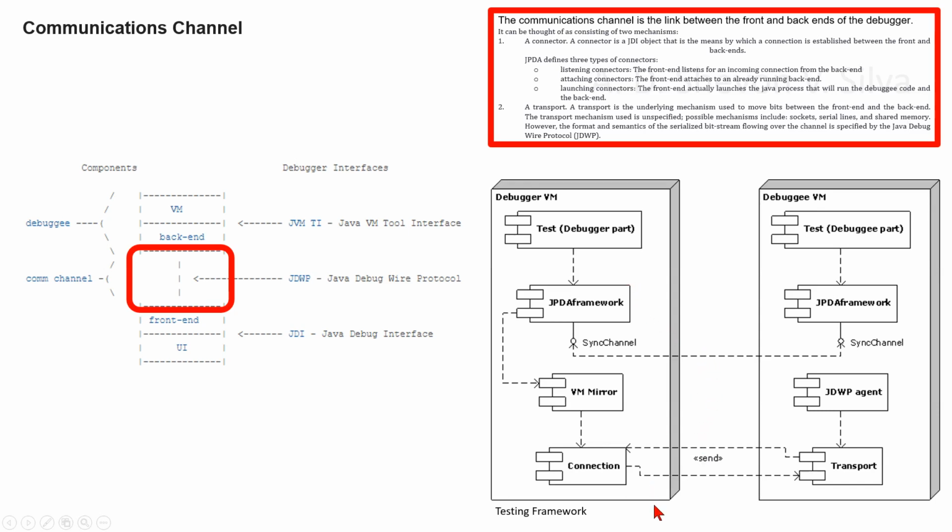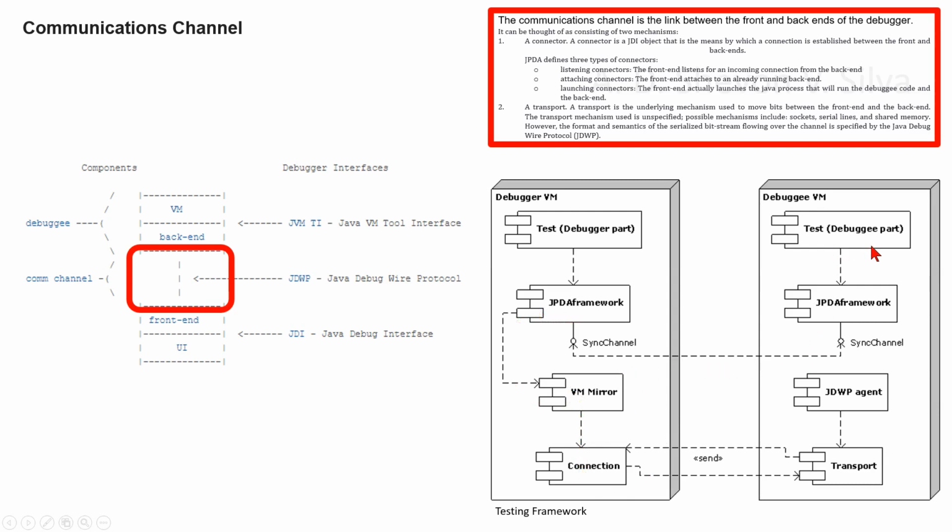Here you can see a debugger VM and debuggee VM. Here the test, JPDA framework, VM mirror and connection are inside the debugger VM. Test debugger part is connected to the JPDA framework. JPDA framework is connected to the VM mirror. VM mirror is connected to the connection.